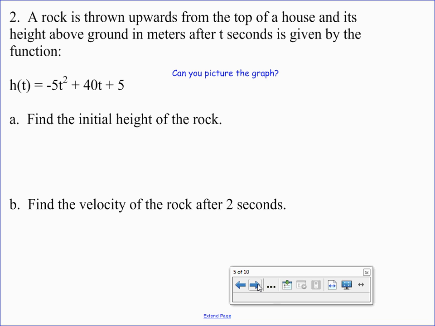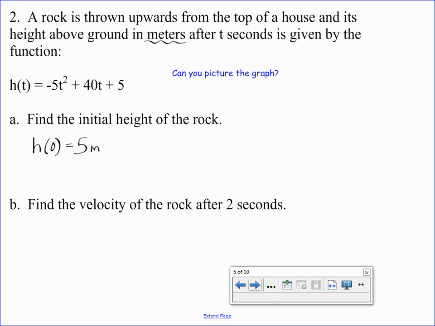So that's one example. A second example involves throwing a rock up into the air. So this rock is thrown upwards and then it's going to fall. So we dealt with these type of questions in Physics 30. To find the initial height of the rock, we're going to need to replace time with 0. So h of 0 is 5. It's measured in meters. So that will be 5 meters. So this rock is quite high up. 5 meters is the height of the house.